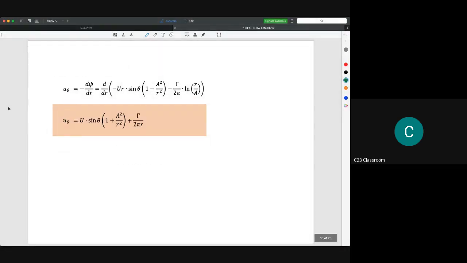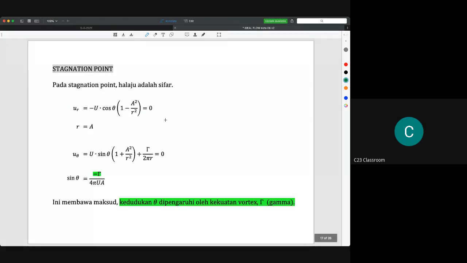And then we could calculate the value of U theta. Again, we are using the Cauchy-Riemann equation. So you derive it here, and then you will get the U theta here equal to this term. Okay, now we calculate the stagnation point.